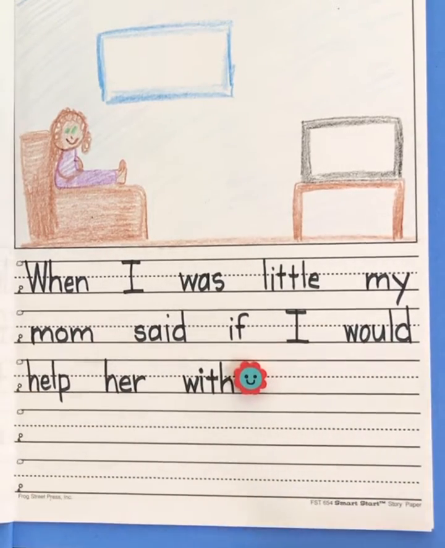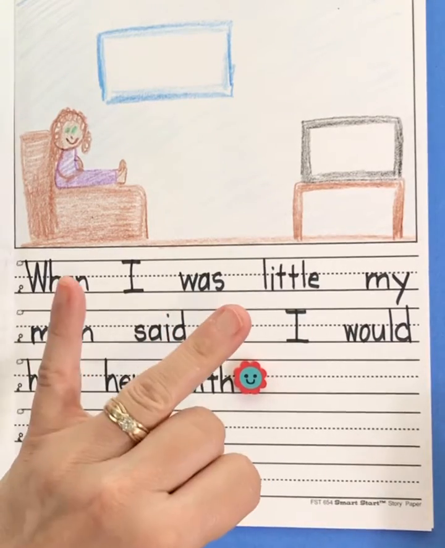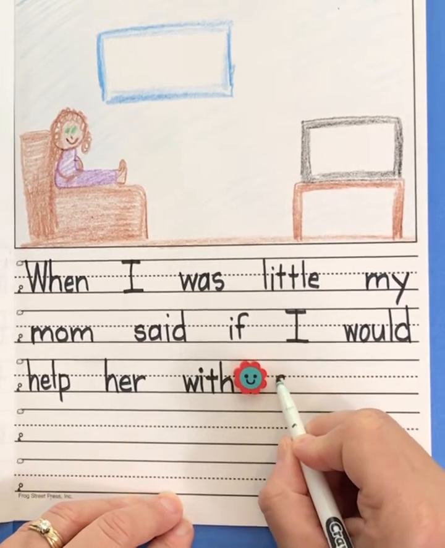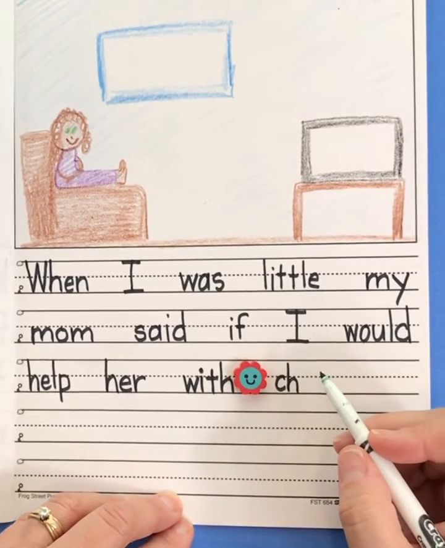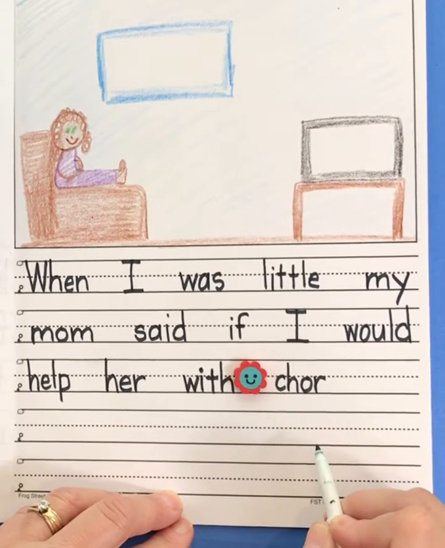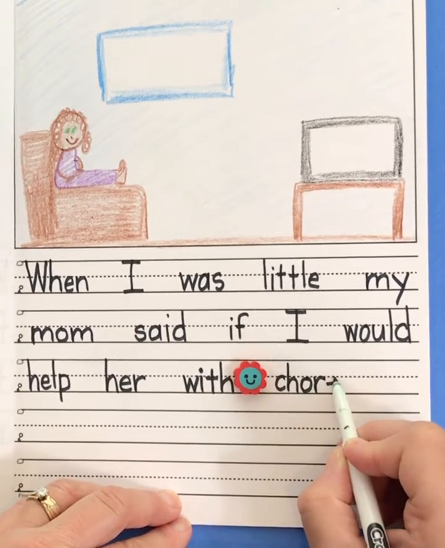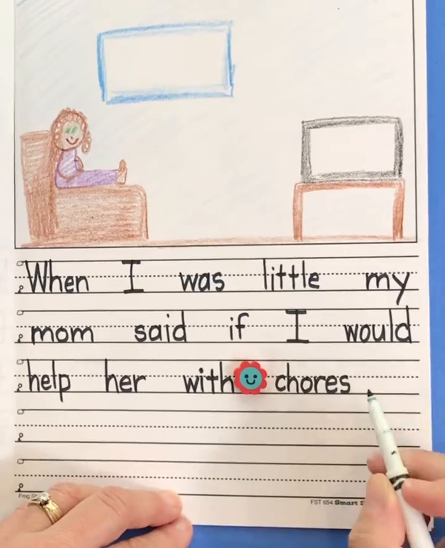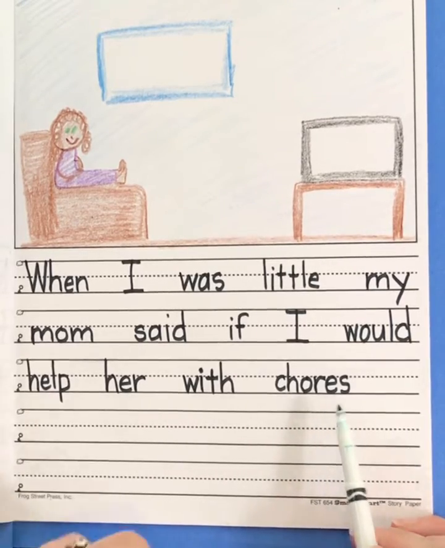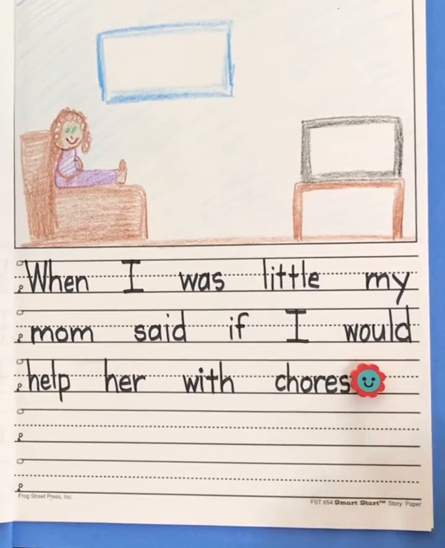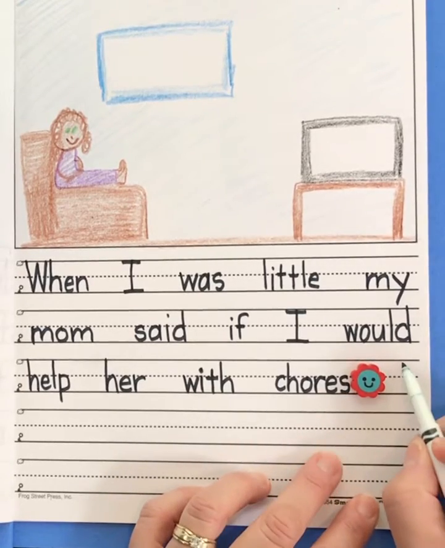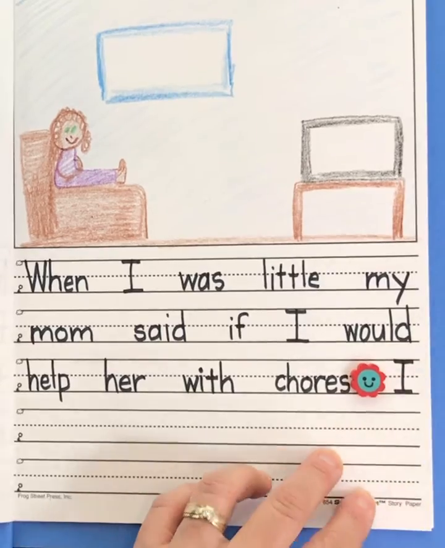Chores. Ooh, chores is a tricky word. Let's hear the sounds in chores. Ch, or s, chores. I really only hear 3 sounds. The first sound is ch. You're right, CH says ch. Or, ooh, we know the word or is O-R, ch, or s. Yeah, and S is the next sound we hear. There's an E we don't hear right in the middle before the S. When I was little, my mom said if I would help her with chores, do I have room for the word I there? I think I do too, because I is just one letter, and we know the word I is always a capital I, no matter where it is in a sentence.